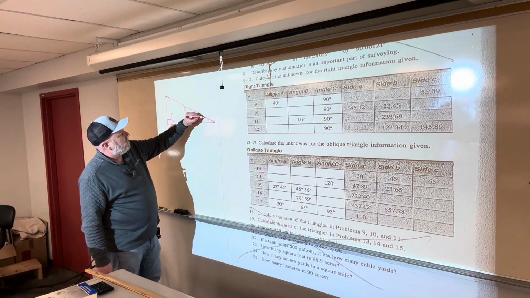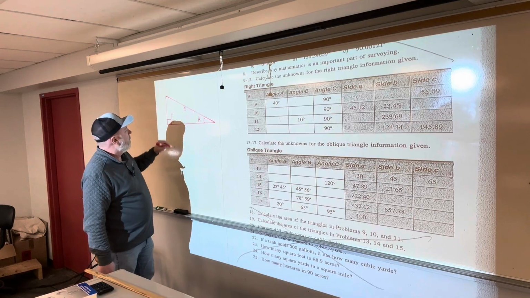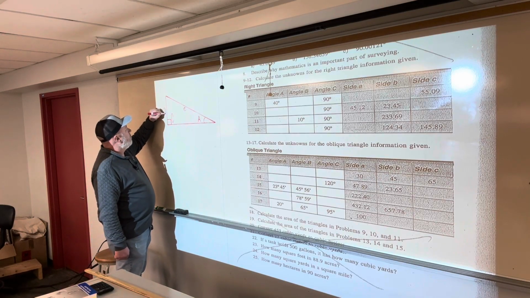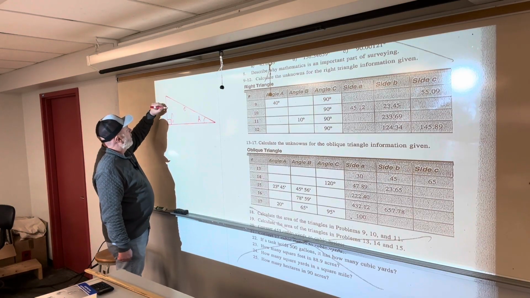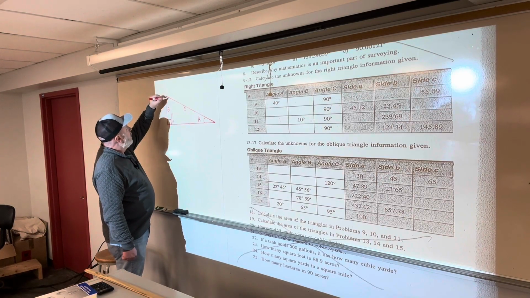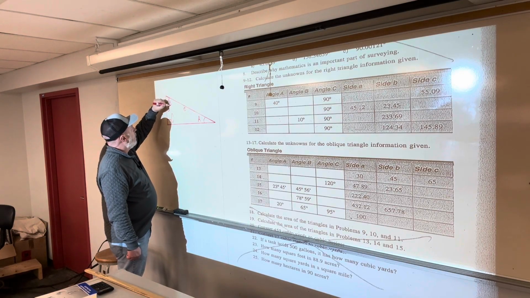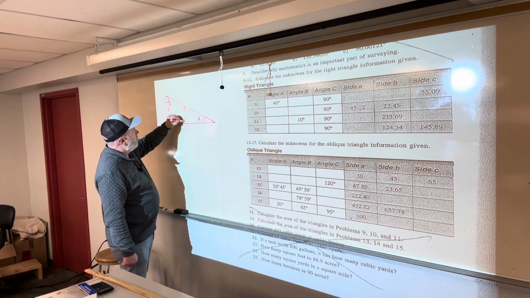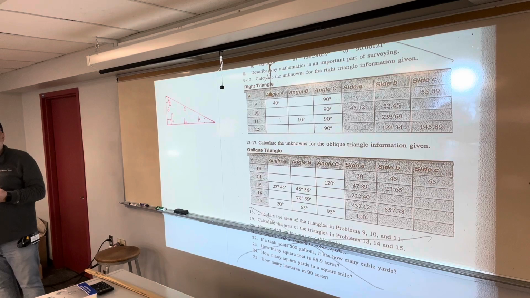Just for the fun of it, let's go down here to this one and call this angle A. That means this side will be side A. It's on the inside. This will be angle B, side B. Okay? With me so far?